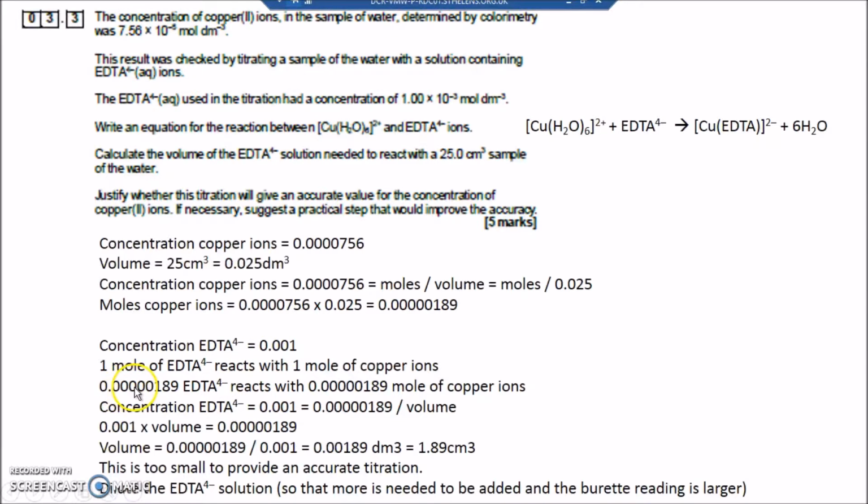So we've got 0.00000189 moles of EDTA. Concentration of EDTA equals 0.001. So there's the concentration, which equals number of moles, 0.00000189, divided by the volume. We can take this value here and divide by 0.001. So 0.00000189 divided by 0.001 equals 0.00189 decimeters cubed. It's in decimeters cubed, and therefore you can multiply by 1,000 to get it in centimeters cubed. So to go from a large unit down into a smaller one, you multiply by 1,000.